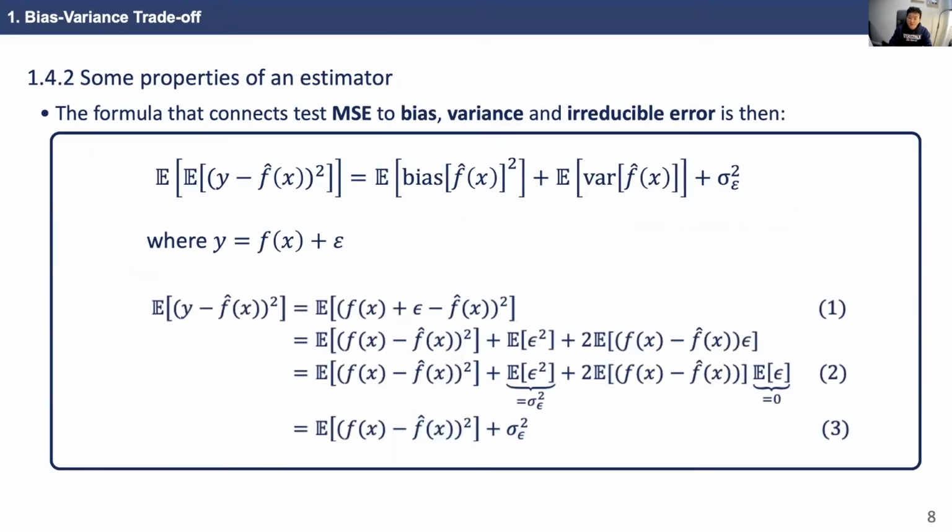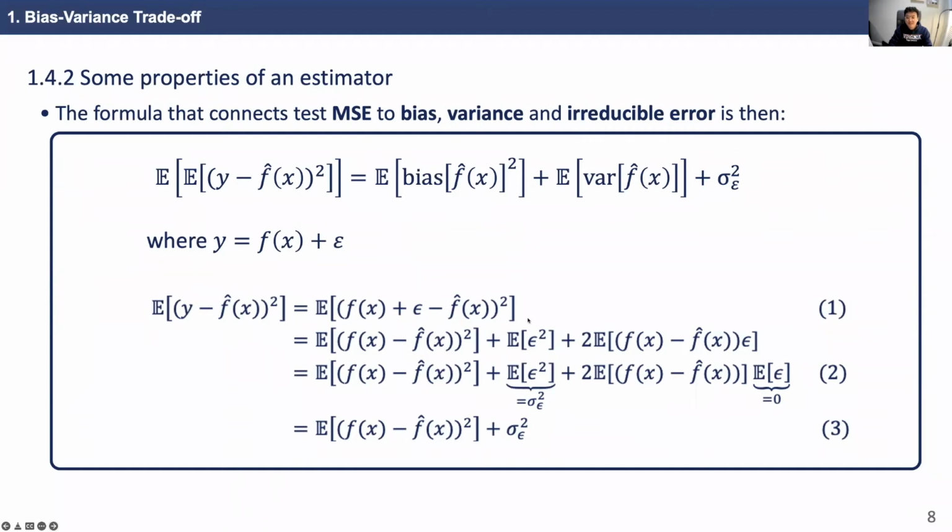So next, the formula that connects the test mean square error to bias, variance, and irreducible error is this equation. The first expectation here is over the distribution of unseen points x. All three terms on the right-hand side are non-negative, and irreducible error is not affected by model choice. This means that test MSE cannot go below the variance of the random error.